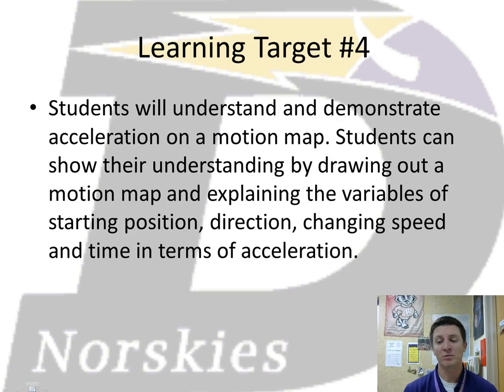So, I'm not going to review the directions on how to make a motion map. You're just going to have to make slight changes to the dots, the arrows, and the time, the position based off of acceleration now. So instead of me teaching this, I want you to think of the factors that we need to know about: position, direction, changing of speed, and time. How do you represent those in a motion map, and how would they change based off an object that is accelerating, either changing speed, changing direction, or both?